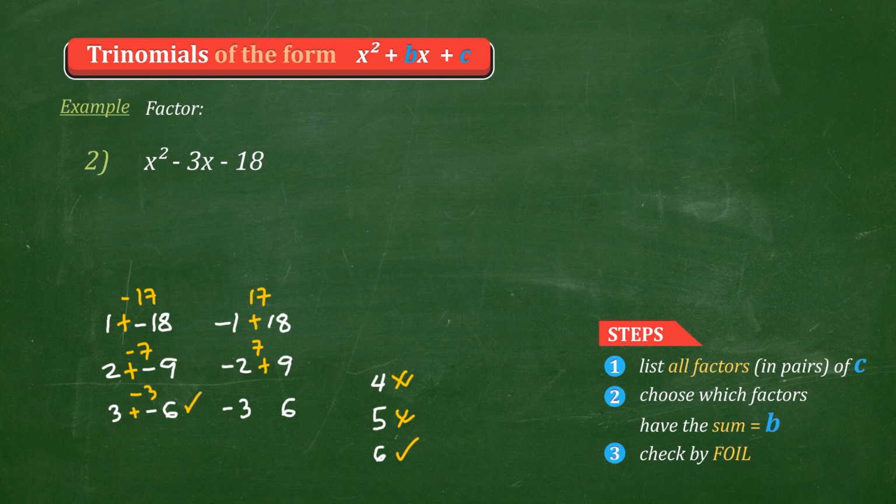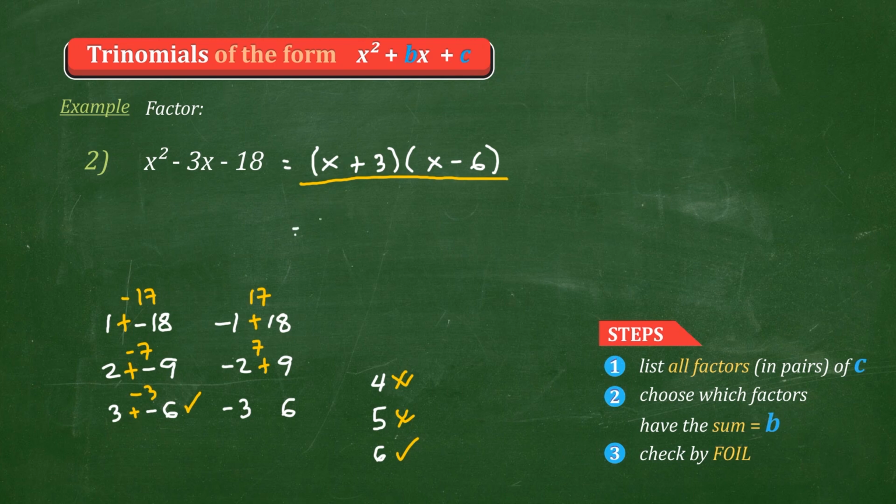Finally, we got the pair that is equal to the numerical coefficient of our middle term. Our factors then are the quantity x plus 3 times the quantity x plus negative 6, or x minus 6. They're the same. That's how quickly we get the answer. Final step, just to be sure, let's check by FOIL.